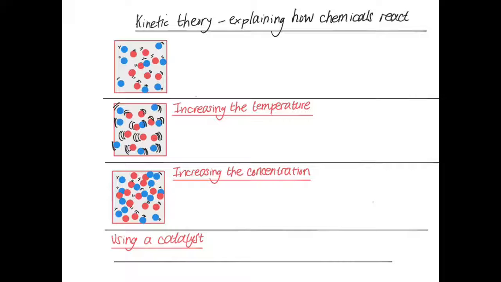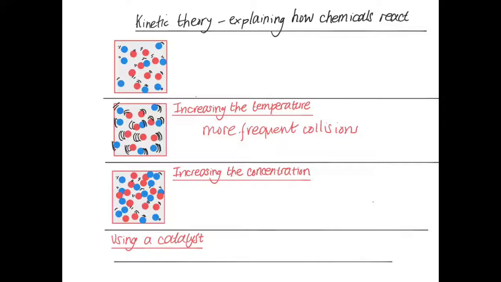If you increase the temperature, what happens is the atoms or molecules move around more, and because they move around more, there are more frequent collisions. And it's not just that there are more collisions, they are more frequent, which means there are more collisions per second. And because there are more frequent collisions at a higher temperature, the rate of reaction is greater.